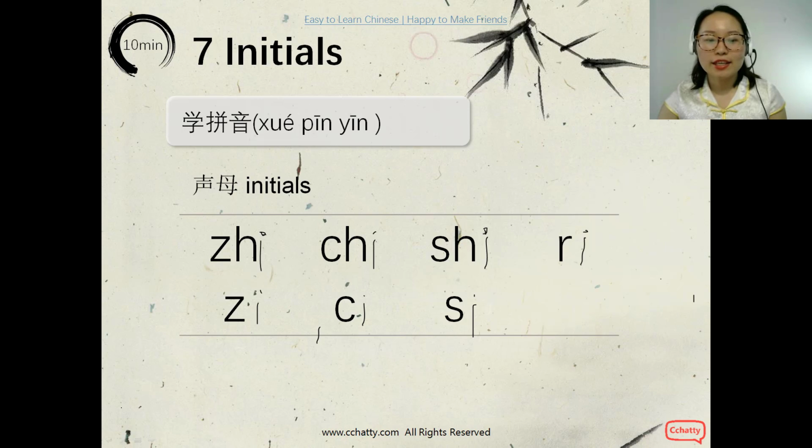So z is a little like in English, hands, hands. It's like d and s together, z. Yeah, c is very easy. It's like cats, cats. And s is much easier, like school. Okay, very easy, right?